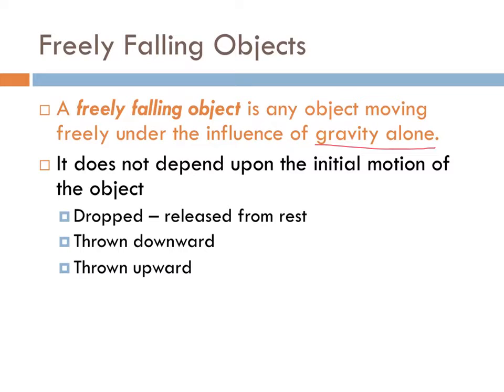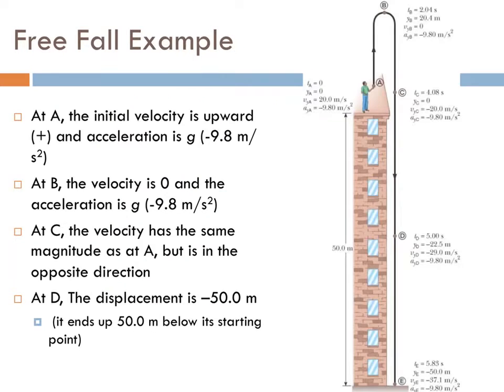It also doesn't depend upon the initial motion of the object. So different situations we're going to look at are something that is just being let go or released from rest, something that is thrown with some velocity downward, and something that is thrown with some velocity upward. We dealt with free fall examples last year, but normally something was only going up or only coming down. But now we can talk about situations where if I toss something upwards, it can reach its highest peak and then come down and even fall beyond where I started.